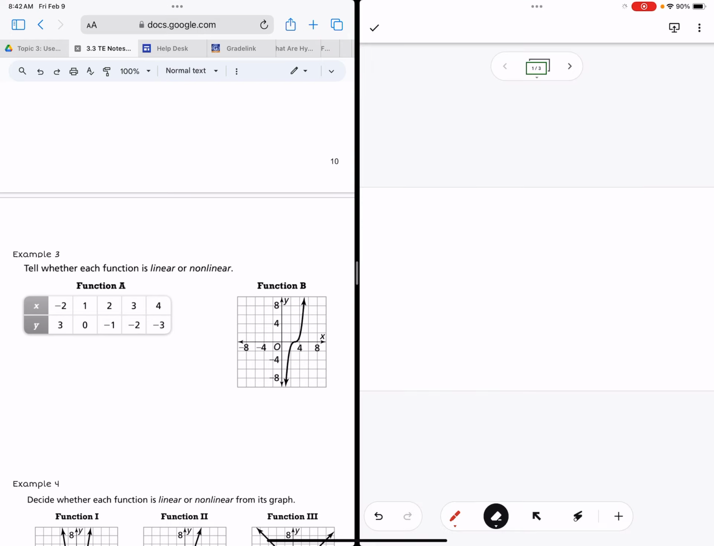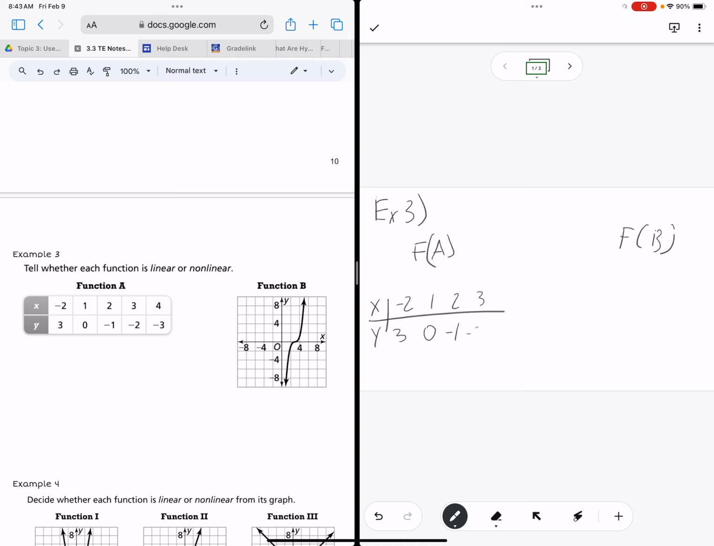Example 3 is a little tougher. Example 3 says tell whether the function is linear or nonlinear. So you're going to have function A, and then you're going to have function B. This one looks like this. So this looks like this. And then function B is actually pretty easy. Let's go with Sophia. Which one's the easier one to figure out, A or B? If it's linear or nonlinear?